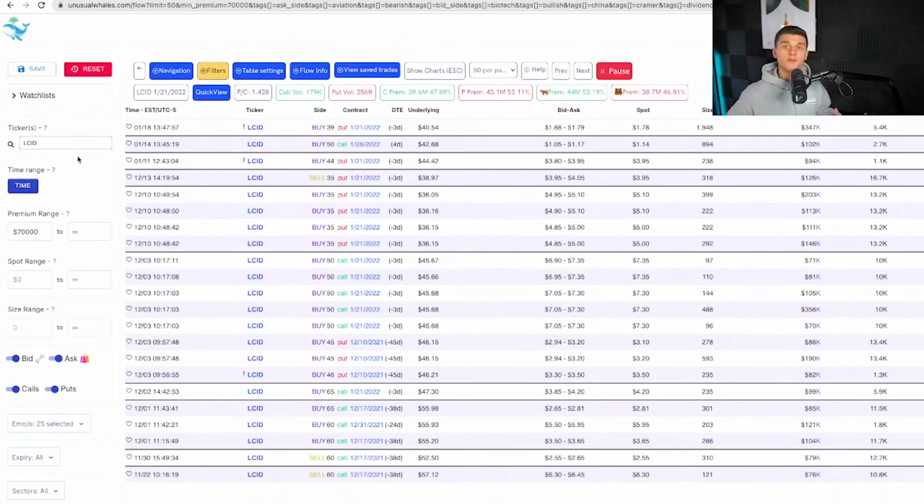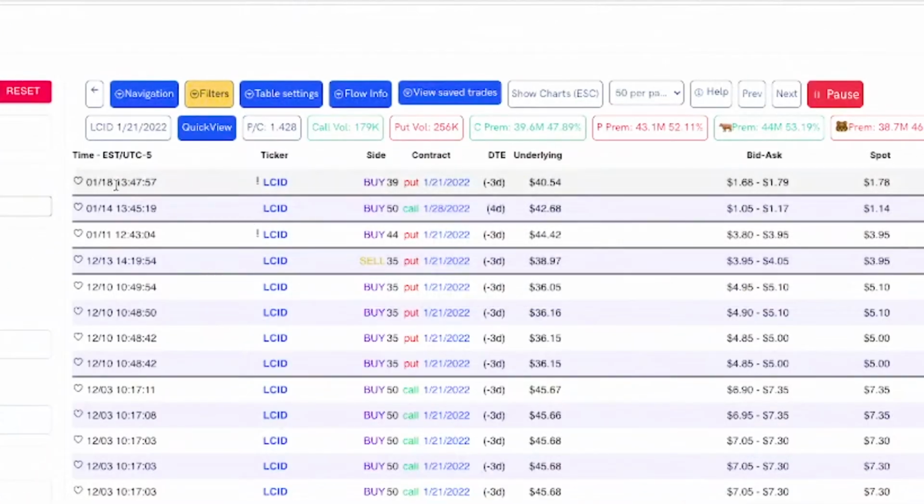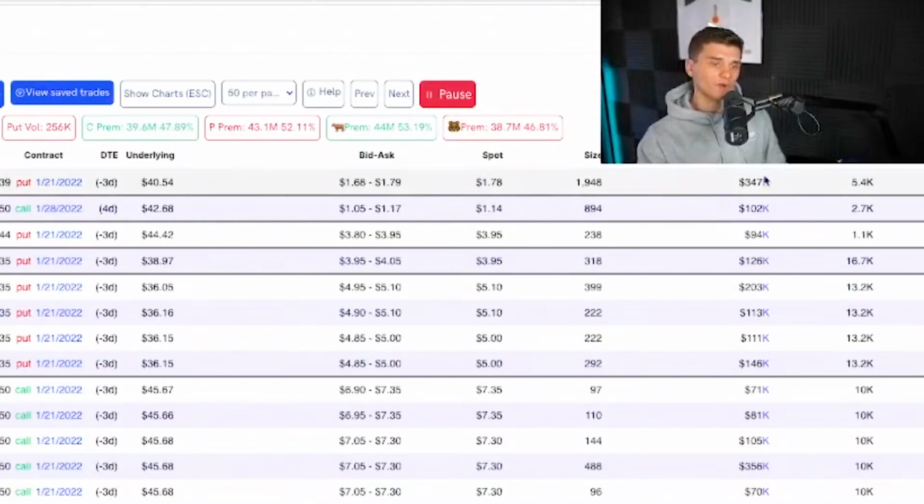In this example, like I said, I want to use this for a specific stock that I like to trade. So say on Friday, I really like to trade Lucid. On the 18th, this order was placed. It was a buy order for the $39 puts. They had 3 days till expiration. Lucid was trading at $40, and it was worth $347,000 worth of premium.